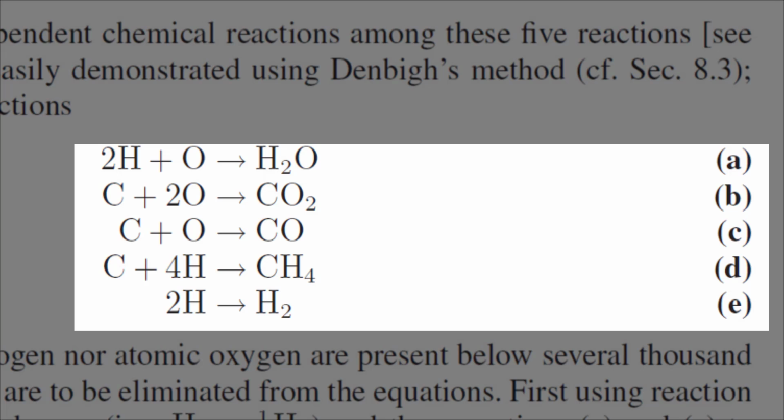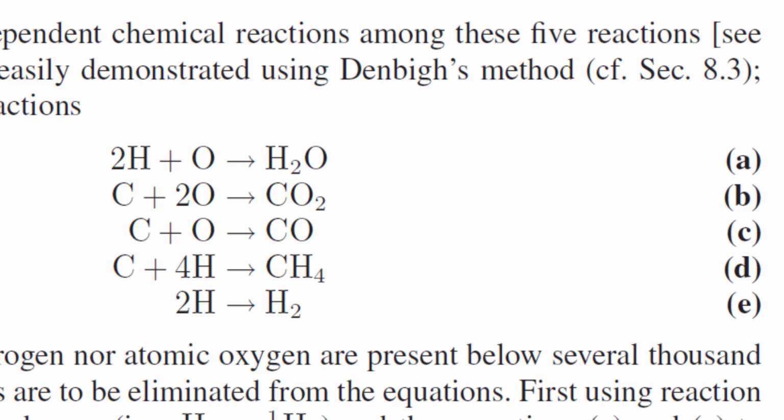Rather than read off what's explained, I'm just going to go ahead and solve the equations and show you how that's done. So to use Denbigh's method, the first thing we're going to do is break down the molecules into their constituent atoms, starting with water as hydrogen and oxygen. Do the same thing for carbon monoxide, carbon dioxide, methane, and hydrogen. Now in the book, it states that neither atomic hydrogen nor atomic oxygen are present below several thousand degrees. So we're going to go ahead and eliminate them from the equations.